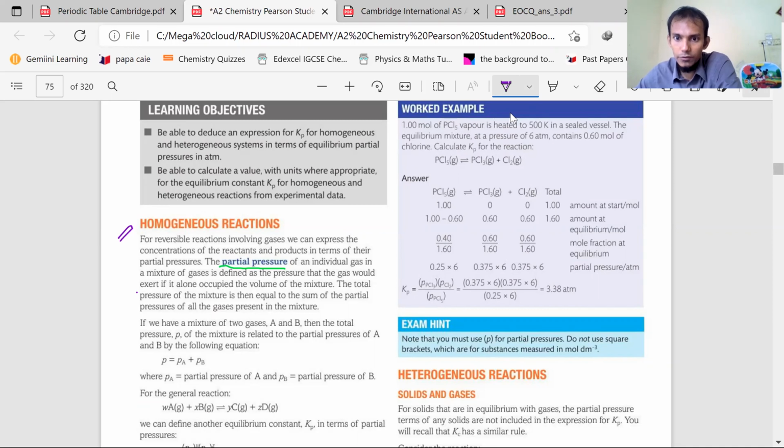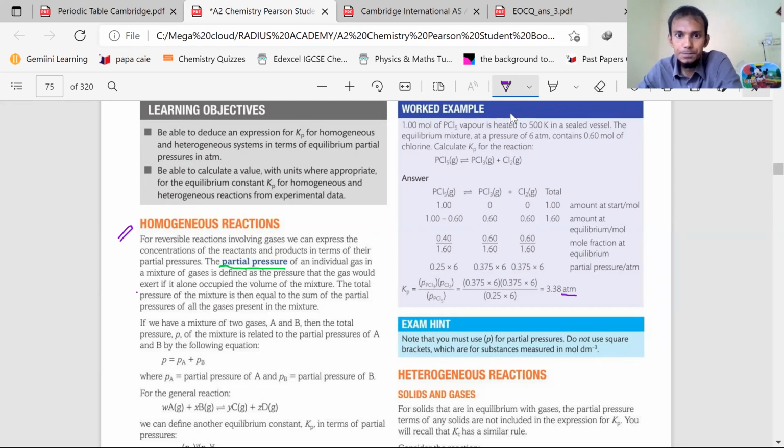PCl5. So if you can find the values and incorporate them, pressure means atm, atmosphere. So atmosphere times atmosphere divided by atmosphere. So the unit is atmosphere, and you incorporate the values accordingly.